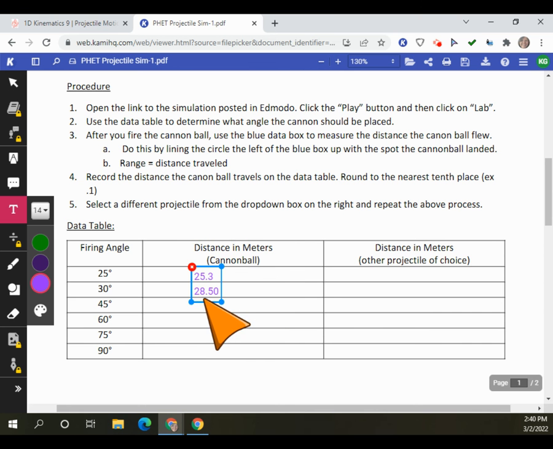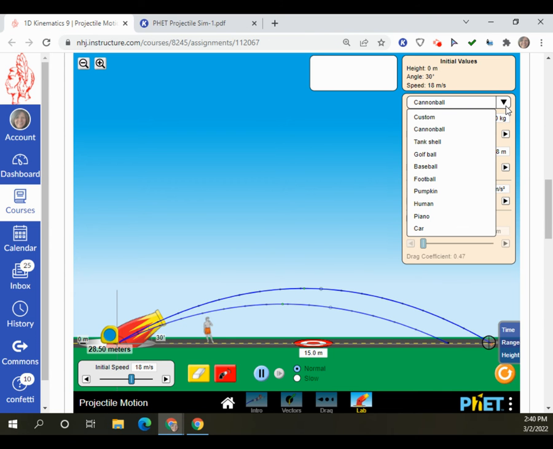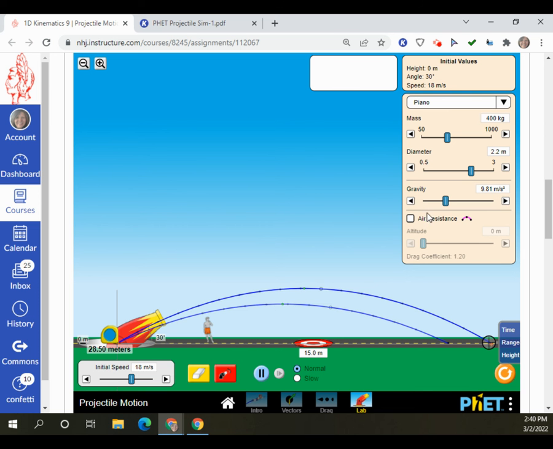So you can go ahead and continue. What are the other numbers that you need? You will also need to change your object. So distance in meters for other projectile. Let's look at what your choices are. You can choose a tank shell. You can use a golf ball, a baseball, a football, a pumpkin, a human, a piano, and a car. Okay, like we got to throw a piano. Let's throw a piano. So we're going to throw the piano and let's see what happens. Well, that's just interesting. A cannonball and a piano goes to the same spot.